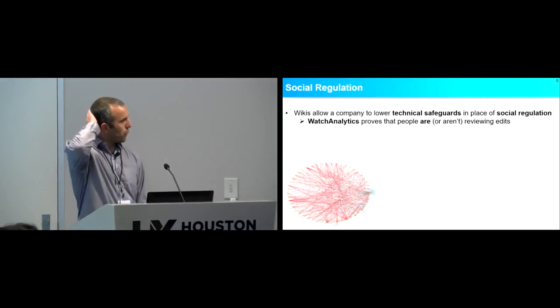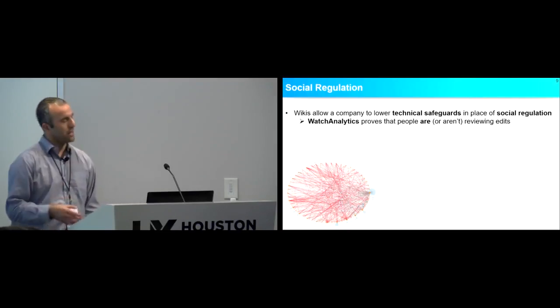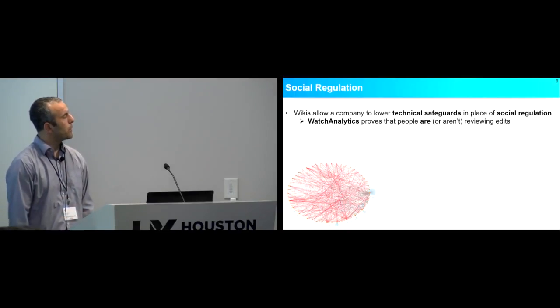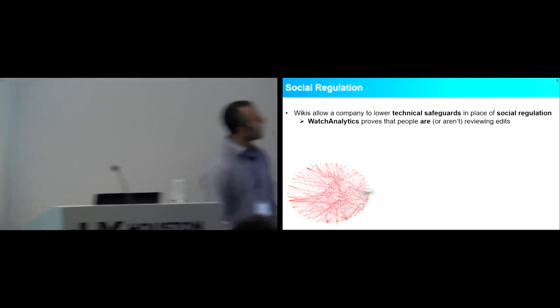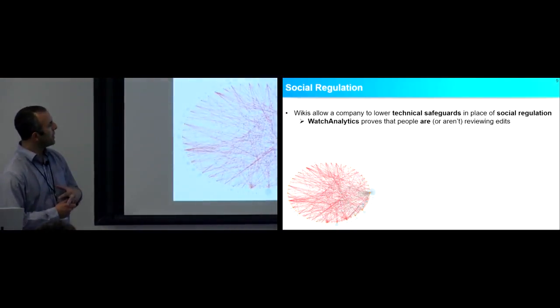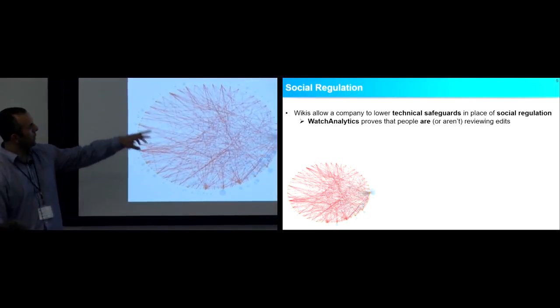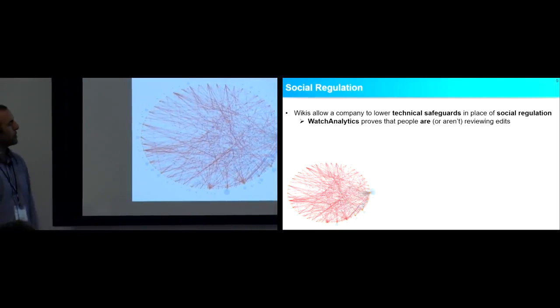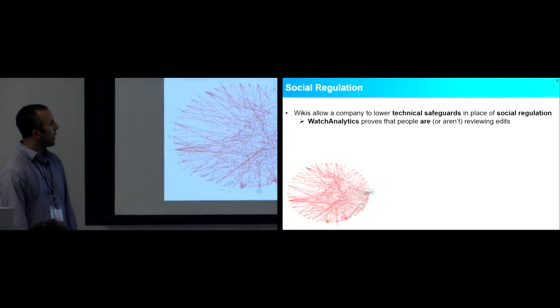So Watch Analytics is a nifty little extension that demonstrates this, so we'll look at it quickly here. All the orange dots surrounding here are users, and all the blue dots are pages. Any of these blue dots on the periphery are pages that are only watched by one user. So that's bad. We want more than one reviewer watching each page.